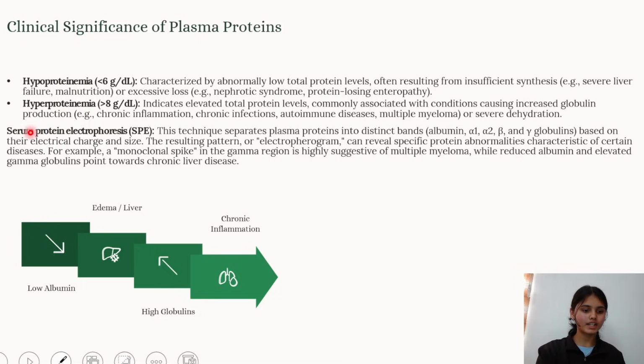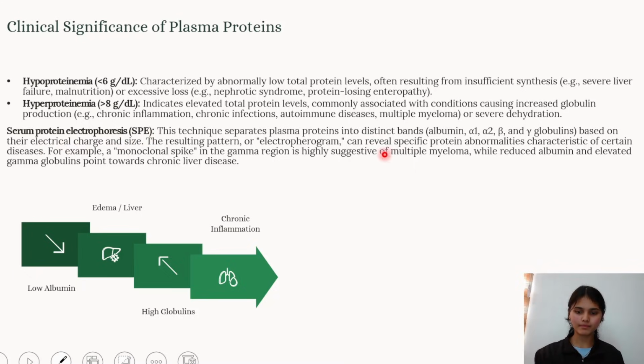Now, serum protein electrophoresis is something extra simple, where I will take an electrophoretic membrane and I will separate the proteins based upon their size and density. Whatever goes first becomes the alpha, whatever is remaining is beta, then gamma. So basically according to that it is divided into albumin, alpha 1, alpha 2, beta, and gamma globulins based on their electrical charge and size. All right.